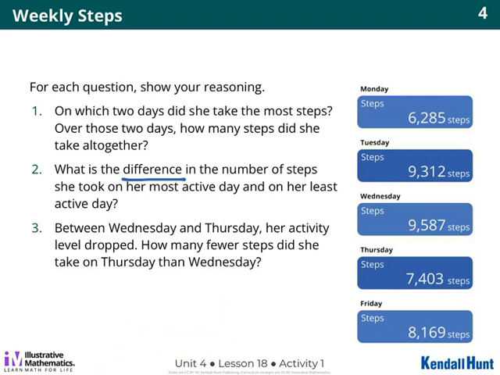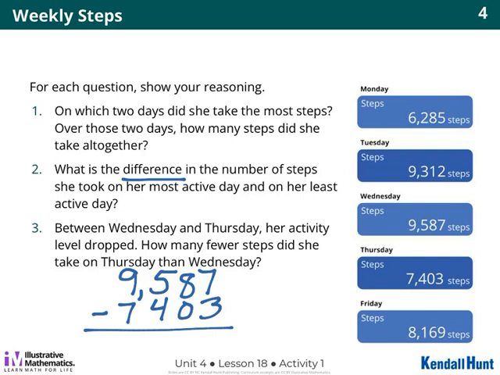Okay. Number 3, we said we were going to have to subtract and find the difference. What did you guys subtract? Kaylin, what did you subtract? 9,587 minus 7,403. Okay. First step, rewrite it, line up your digits vertically, right? Yes. Okay, if you didn't do that, do it right now.